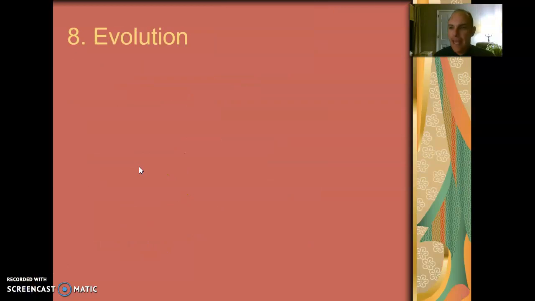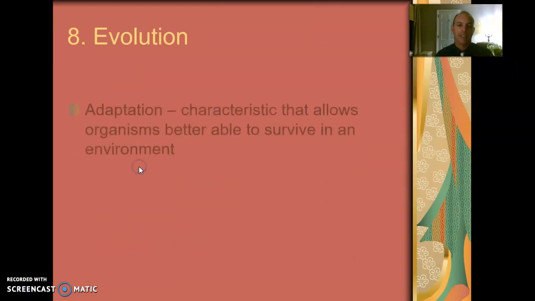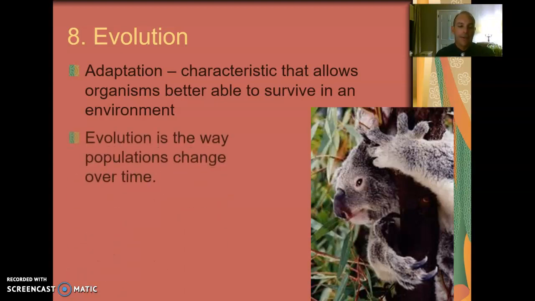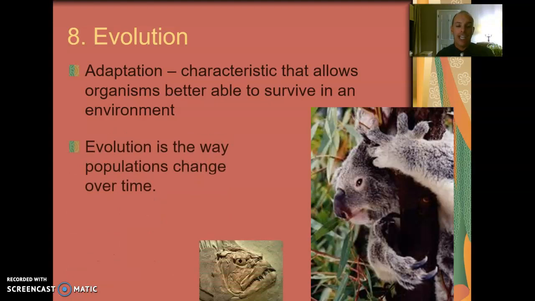Now to number 8, evolution. Adaptation. Characteristic that allows organisms to be better able to survive in an environment. And we discussed this a little bit on a previous slide. You got your koala over here. Evolution is the way populations change over time. Now that's the key, okay? Over time. You don't go to bed one night and then wake up with a tail the next day. Okay, that's not the way it is.